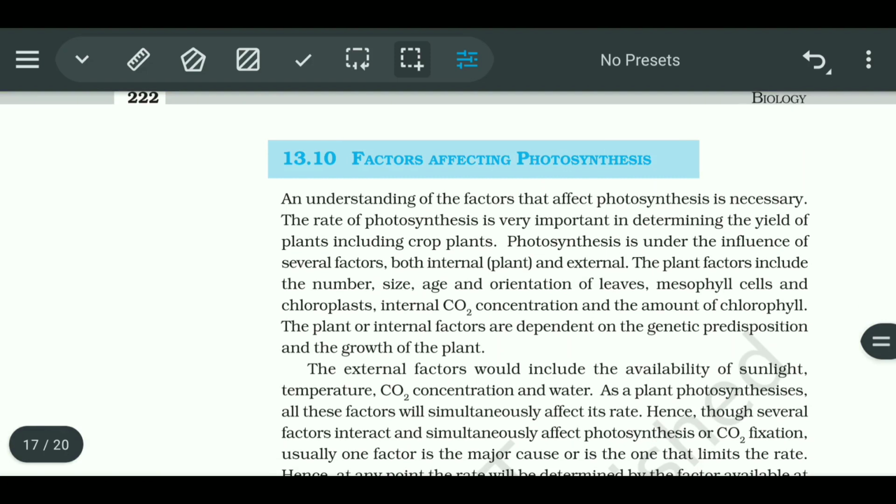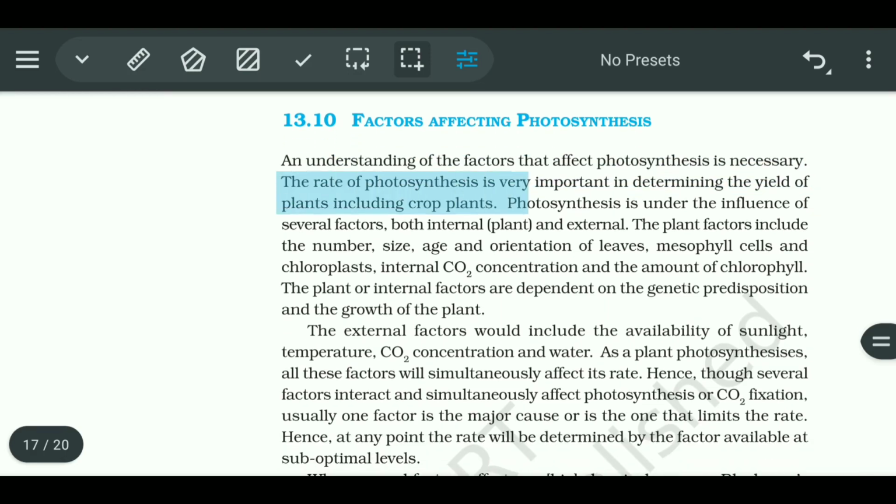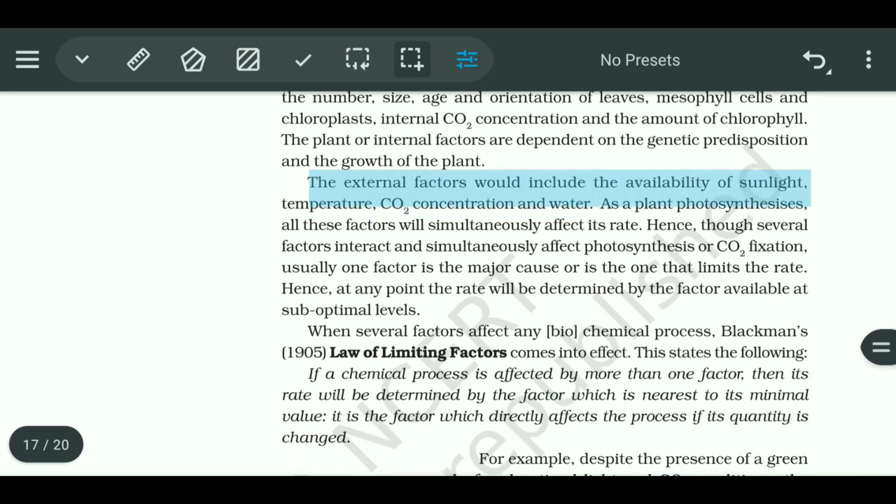13.10 Factors affecting photosynthesis. An understanding of the factors that affect photosynthesis is necessary. The rate of photosynthesis is very important in determining the yield of plants, including crop plants. Photosynthesis is under the influence of several factors, both internal and external. The plant factors include the number, size, age, and orientation of leaves, mesophyll cells and chloroplasts, internal CO2 concentration, and the amount of chlorophyll. The plant or internal factors are dependent on the genetic predisposition and the growth of the plant. The external factors include the availability of sunlight, temperature, CO2 concentration, and water.